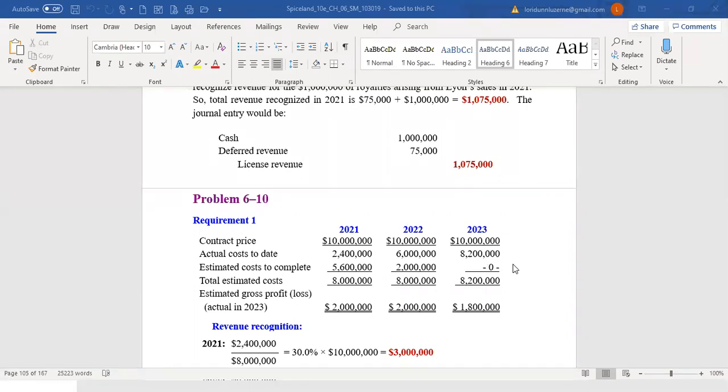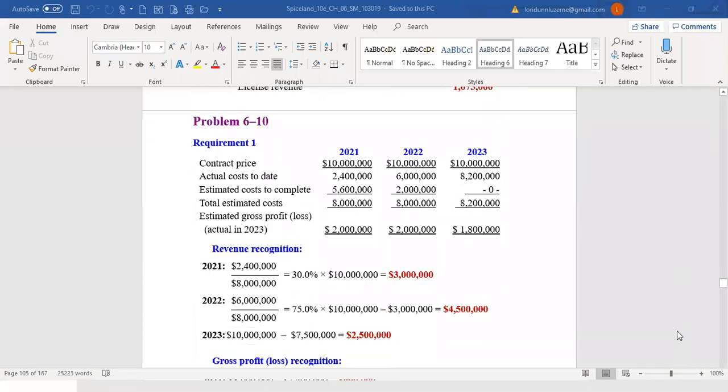So of the $10 million in revenue, that's locked in stone, that's the contract. They spent $8.2 million to construct the road. So their gross profit on this project is 1.8. So that's showing us how we determine the gross profit on the project each year. We have to look at actual costs through the end of that year to the revenue.